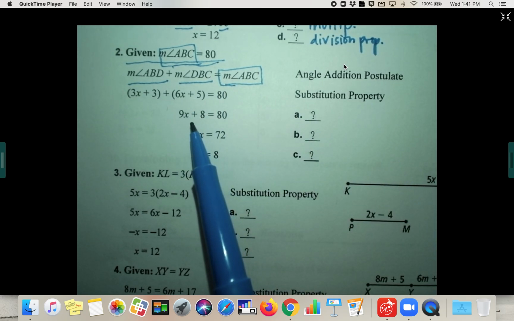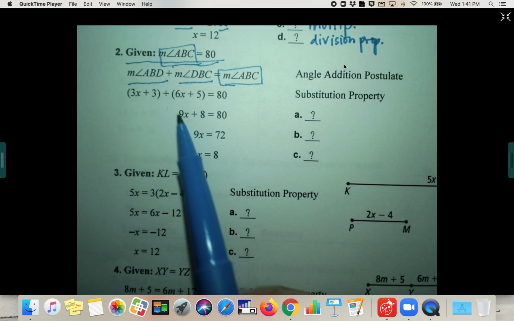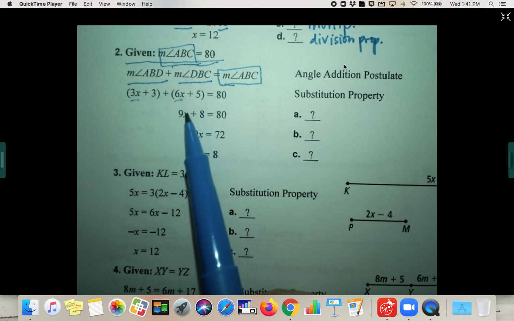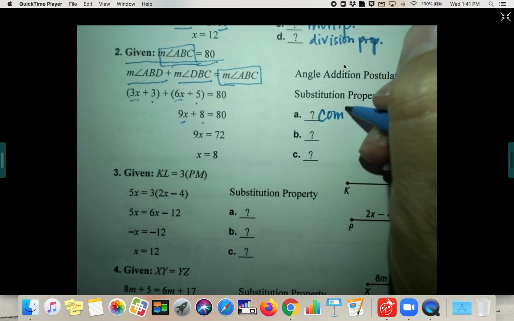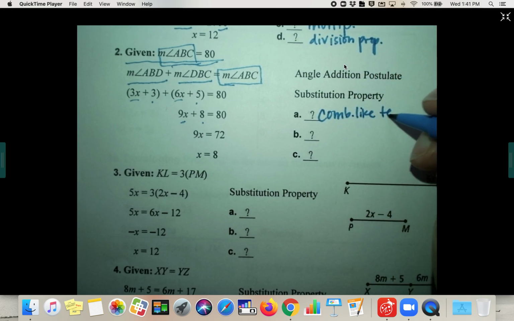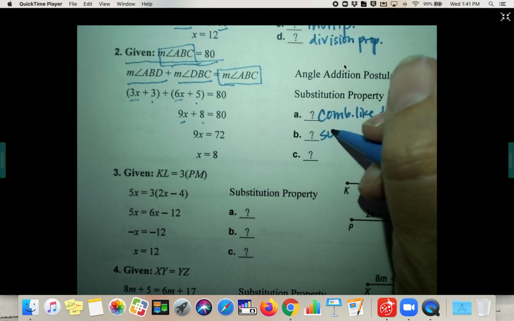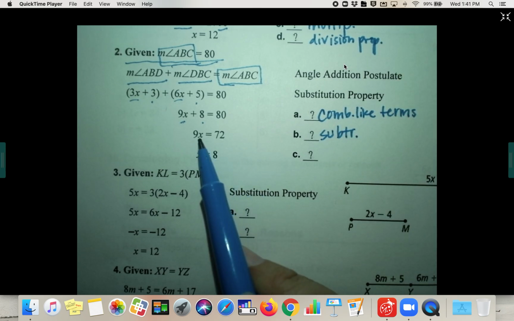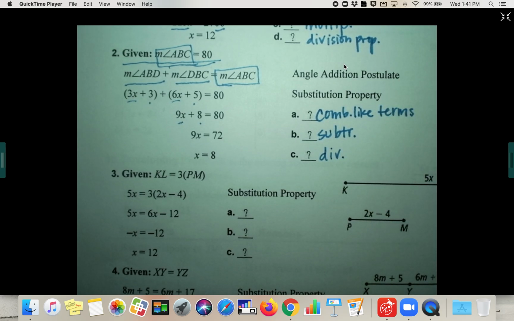So from there, how did they get to 9x plus 8 equals 80? To me, it looks like they combined like terms: they combined 3x and 6x to get 9x, and they combined 3 and 5 to get 8. So we're just going to say combined like terms. Next step down, they subtracted 8 from both sides, so subtraction property. And last step, they divided both sides by 9, so that would be division property. All right, division property of equality.